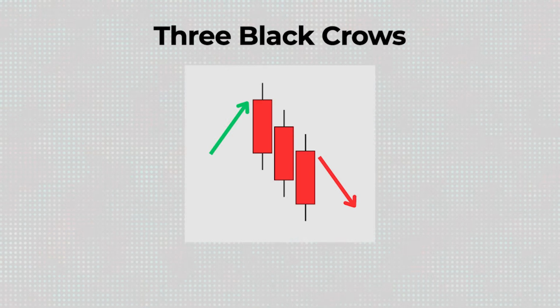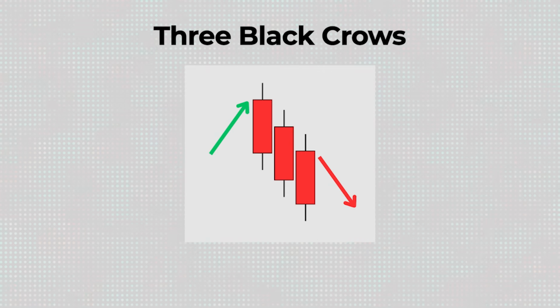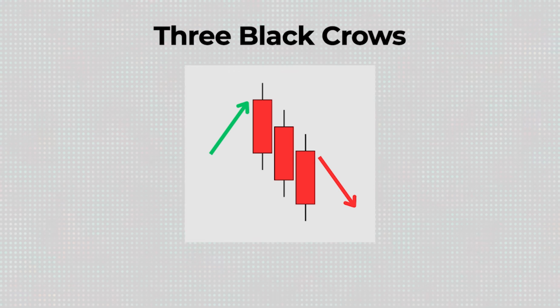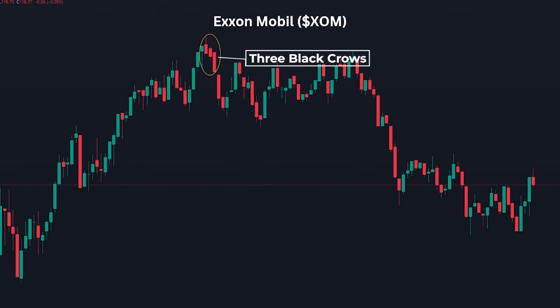The counterpart to this is the 3 black crows pattern. It consists of 3 long bearish candles in a row, each opening within the previous candle's body and closing near its low, indicating sustained selling pressure and a strong downtrend. Looking at the 3-minute chart of ExxonMobil, XOM, we can see that the formation of the highlighted 3 black crows marked the end of the uptrend and the start of the new downtrend.